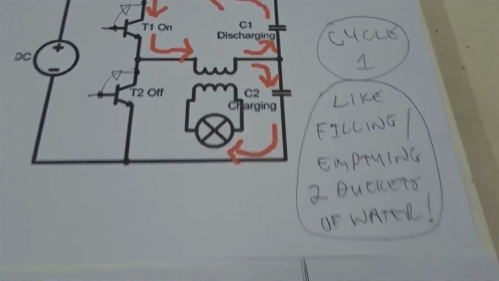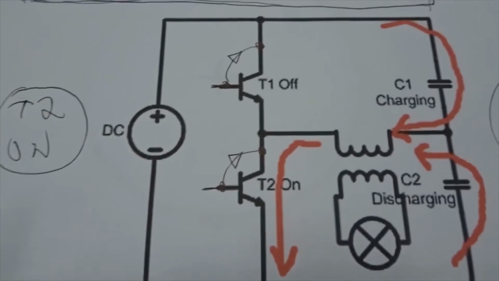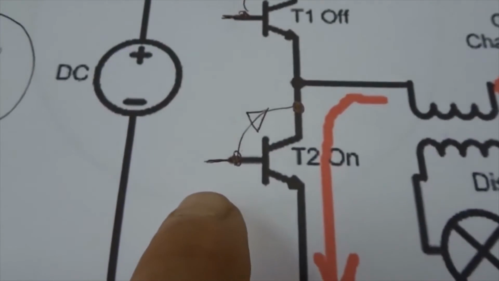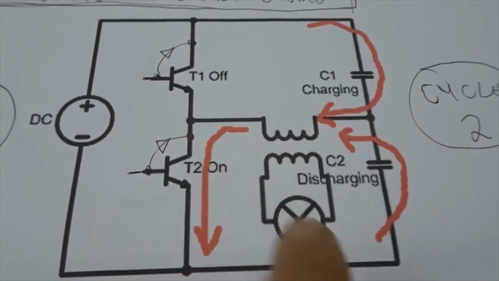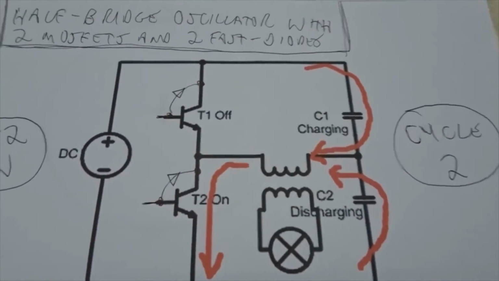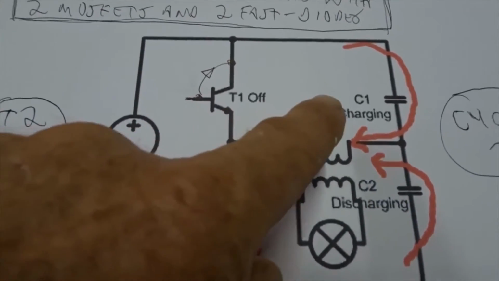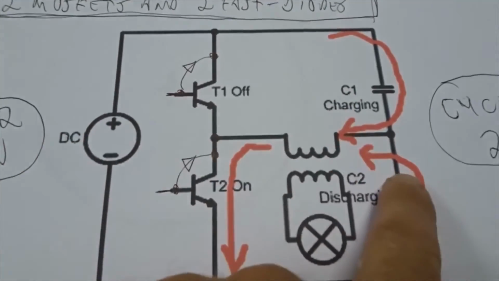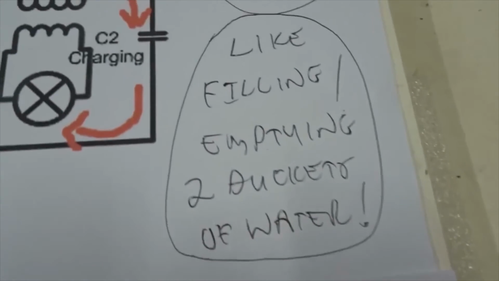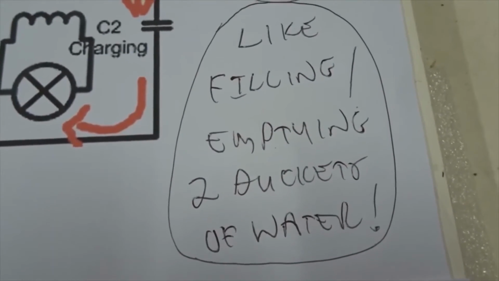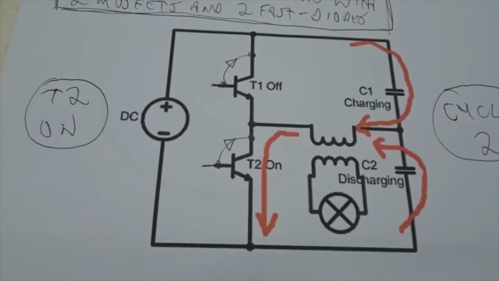And then we go into cycle 2 of the same half-bridge oscillator, and now T2 is on with its same gate fast diode, and the current goes the other way through a second loop. So we're not just charging and discharging one capacitor, we're charging and discharging 2. It's like filling a bucket of water here, then emptying it into another bucket of water, then emptying it to ground. It's like filling 2 different buckets of water and emptying them out in steps like that. So we get a lot of power from that device.